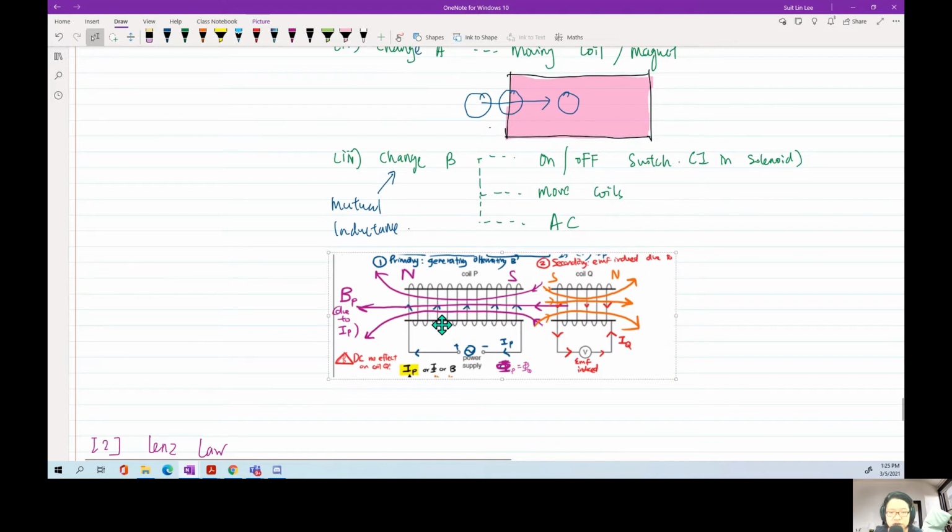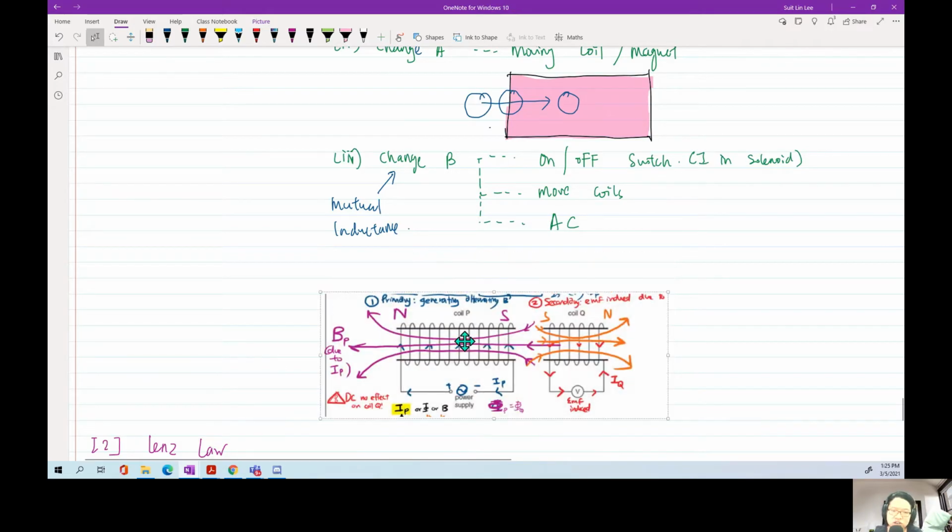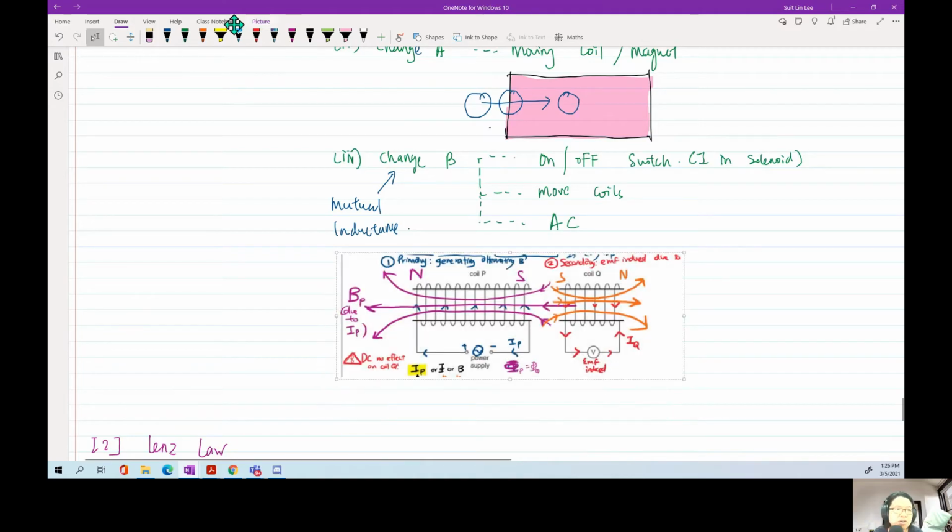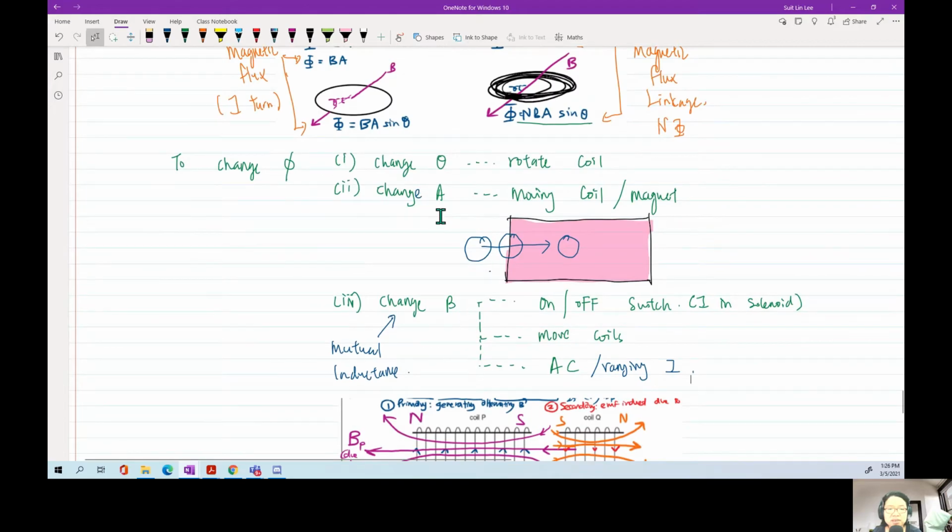So this is your changing current. You can change this by changing this current. You can turn this current on and off, move this coil closer, or just change the current however you want. So it's either alternating current or varying the current. Okay, so we are at BA theta.